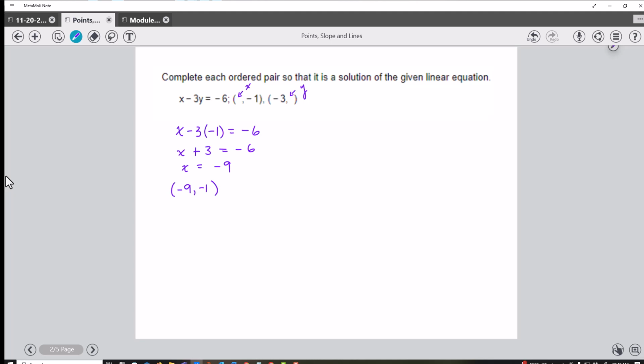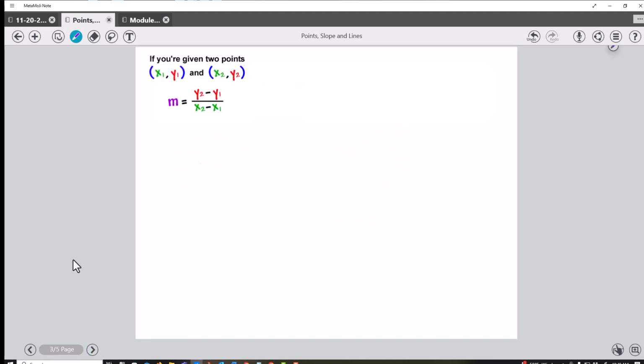The same thing on this side. I plug in x is -3, and then -3y is what I'm looking for. And I solve this, so -3, I'm going to do a +3 on the other side, so -6 plus 3, -3. And then finally divide both sides by -3, and I get y equals 1. So that states this ordered pair is -3 and 1.